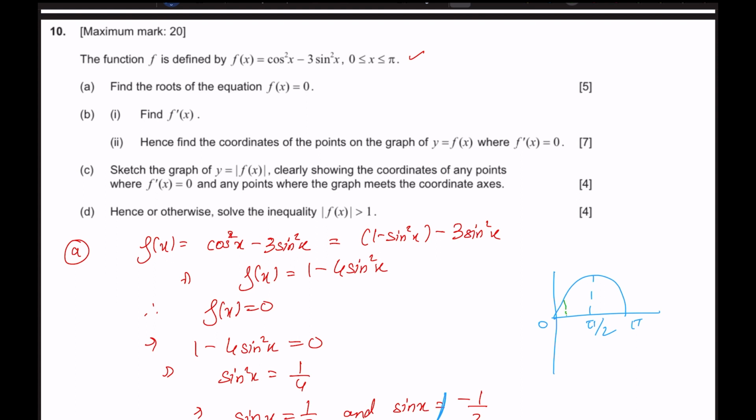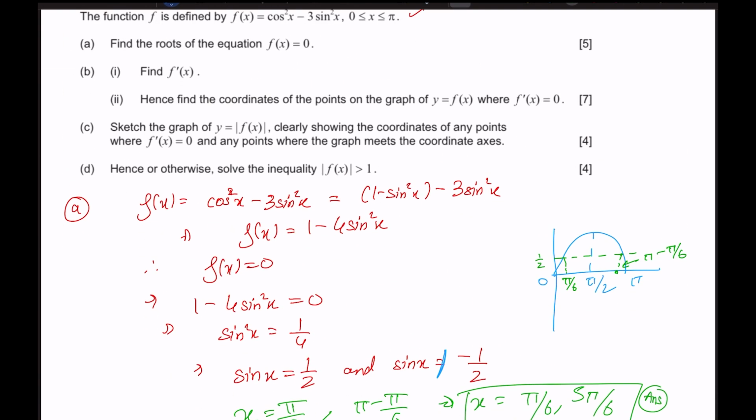So the first value for which it becomes 1/2 is pi by 6. Sin 30 becomes 1/2. So one value of x will be pi by 6. The other value of x will be pi minus pi by 6. Therefore x will be equal to pi by 6, 5 pi by 6. These will be the roots of the equation f(x) equals 0. This is the answer to part A.